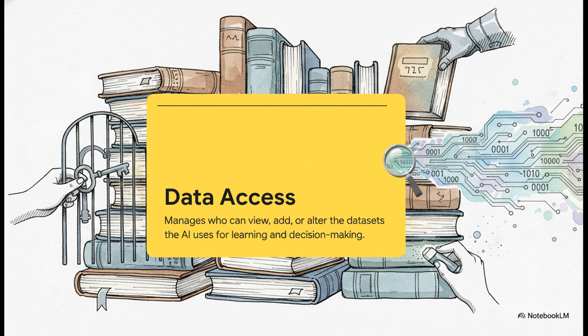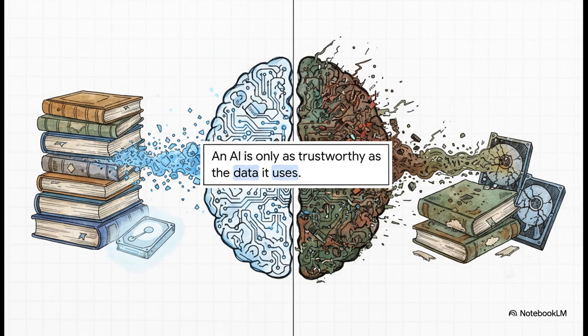Who's allowed to see the sensitive data the AI learned from? Who has permission to add new books, new data to the collection? And just as important, who can go in and change or even delete the books that are already on the shelves? And this right here is the golden rule. It does not matter how sophisticated or brilliant your AI model is. If the information it learns from is corrupted, biased, or just plain wrong, the AI will be too.